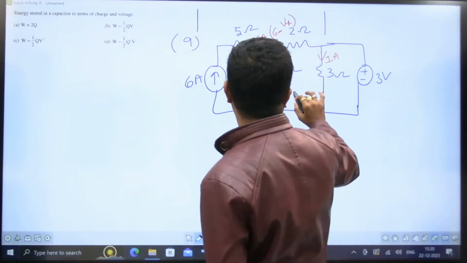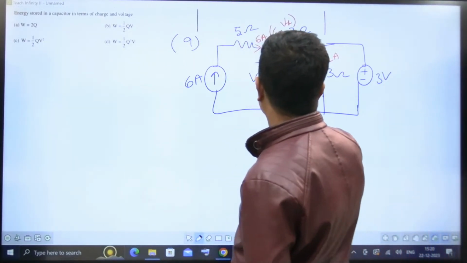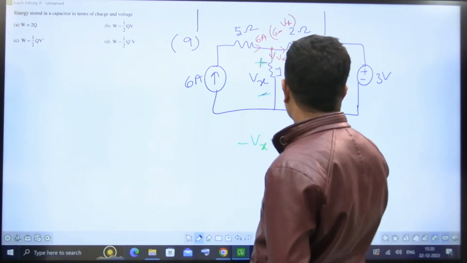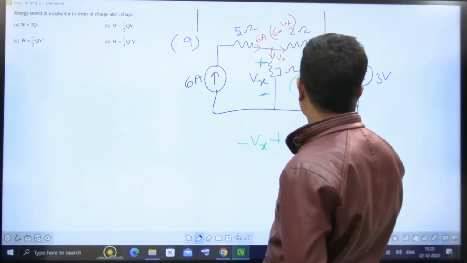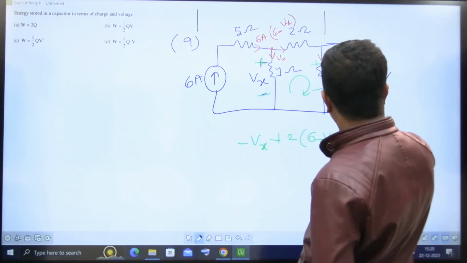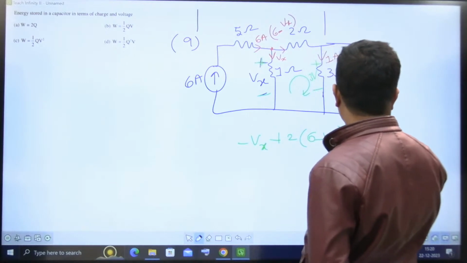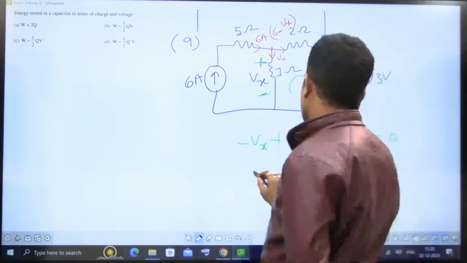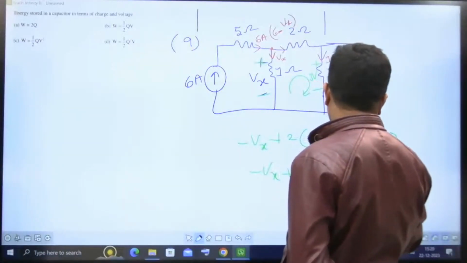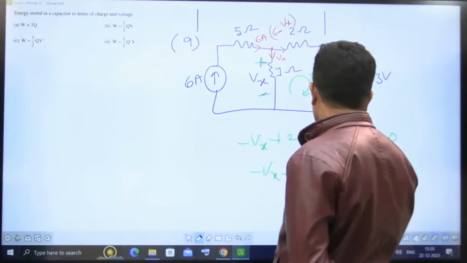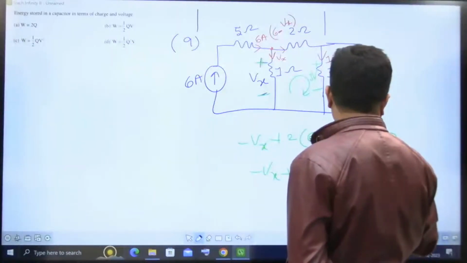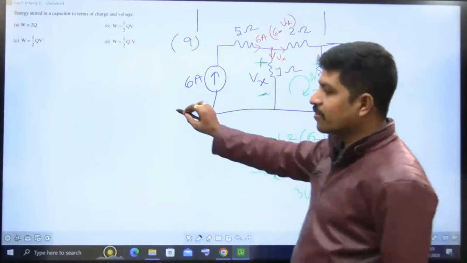Now, what I do is I write KVL for this part. Starting here: minus Vx plus 2 into 6 minus Vx, that is 6 minus Vx, plus what is the voltage here? 1 ampere is coming, so this is 3 volt. So minus Vx minus 2Vx plus 3 is equal to 0, so 3Vx is equal to 15. That implies Vx is equal to 5 volts. That's all. Vx is 5 volts.